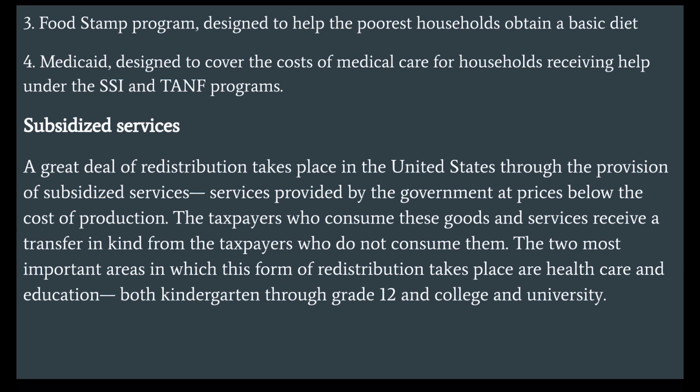Subsidized services. A great deal of redistribution takes place in the United States through the provision of subsidized services provided by the government at prices below the cost of production. The taxpayers who consume these goods and services receive a transfer in kind from the taxpayers who do not consume them. The two most important areas in which this form of redistribution takes place are healthcare and education, both kindergarten through grade 12 and college and university.